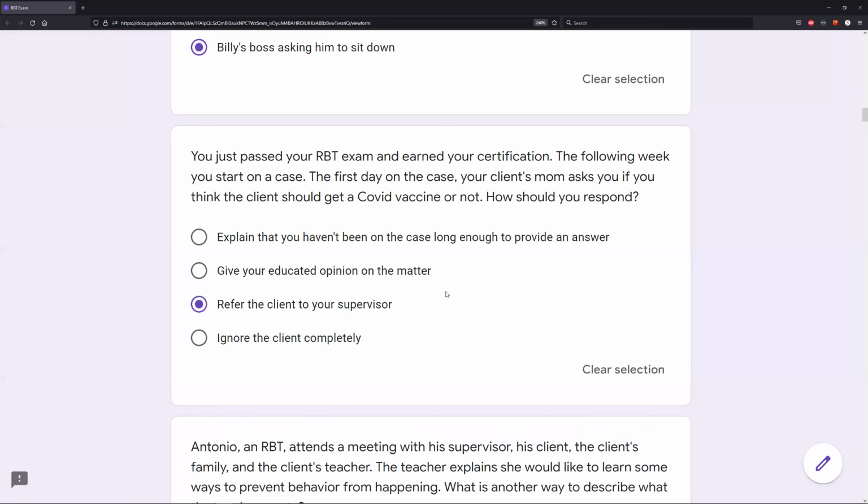It's still important that you have a good relationship with the client's family, especially if you're working in home. You want a good rapport, a good relationship, okay? However, all you need to say is, let me ask my supervisor and they'll get back to you, okay? It's not that RBTs aren't trusted, okay? It just goes to who ultimately bears the responsibility, okay, of what happens to the client. All right.